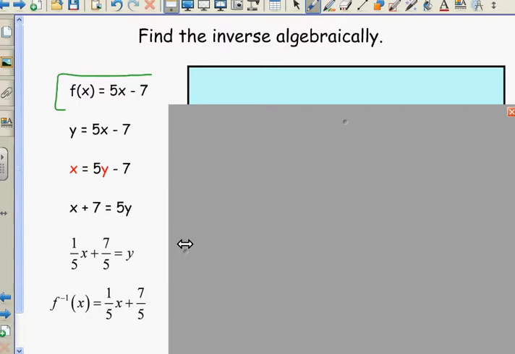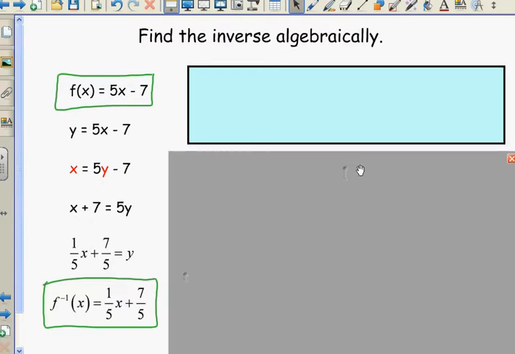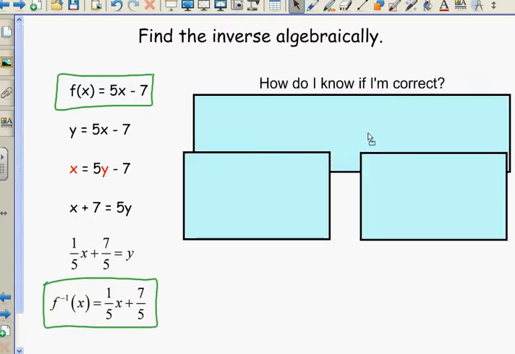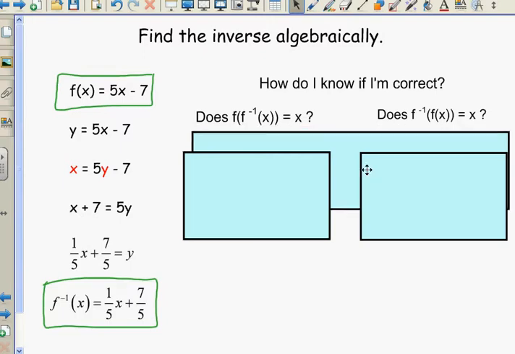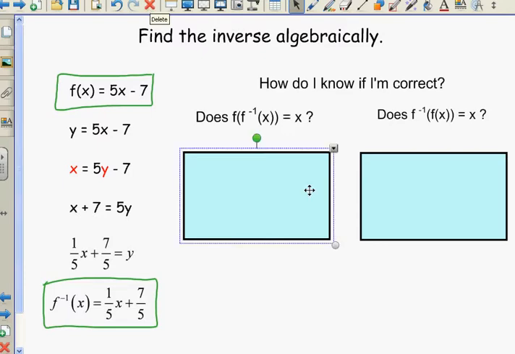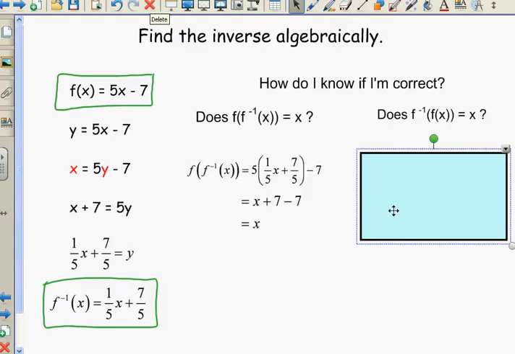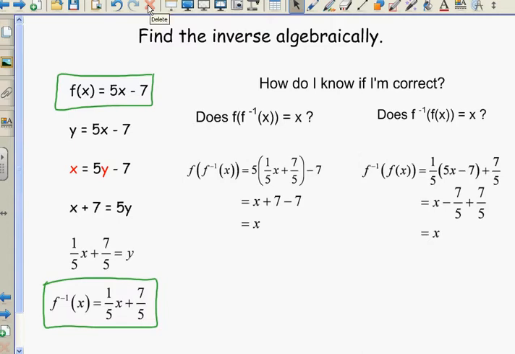So here was my original. I did all those solving steps. Here's what I thought was my inverse. And then remember, if I want to check how do I know if I'm correct? You want to check the compositions. Does f of f inverse equal x, and does f inverse of f equal x? So I checked both of those. So here's my work checking where I plugged one into the other and vice versa, and they both did equal x. So that's just a simple example, and there's no need to write it down if you don't want to.